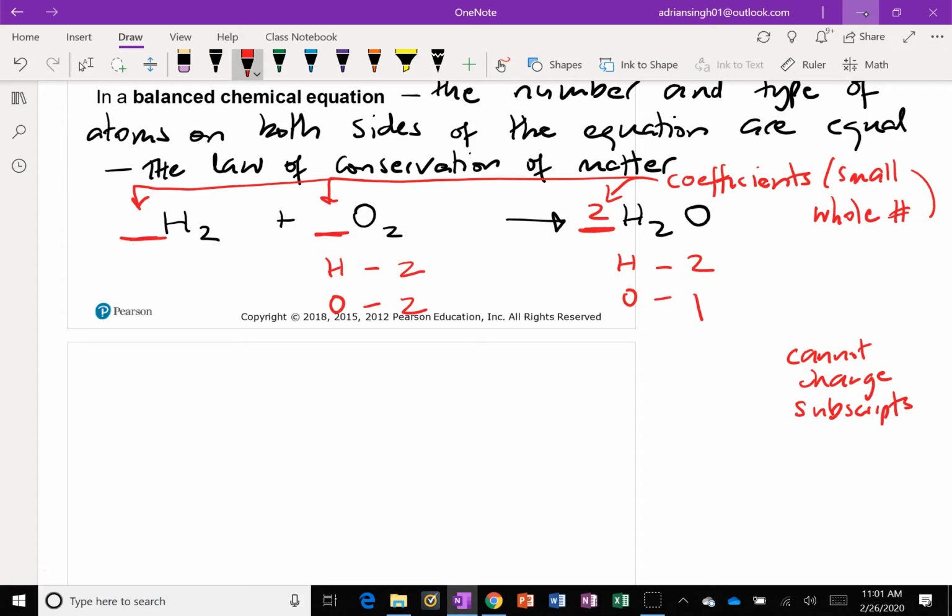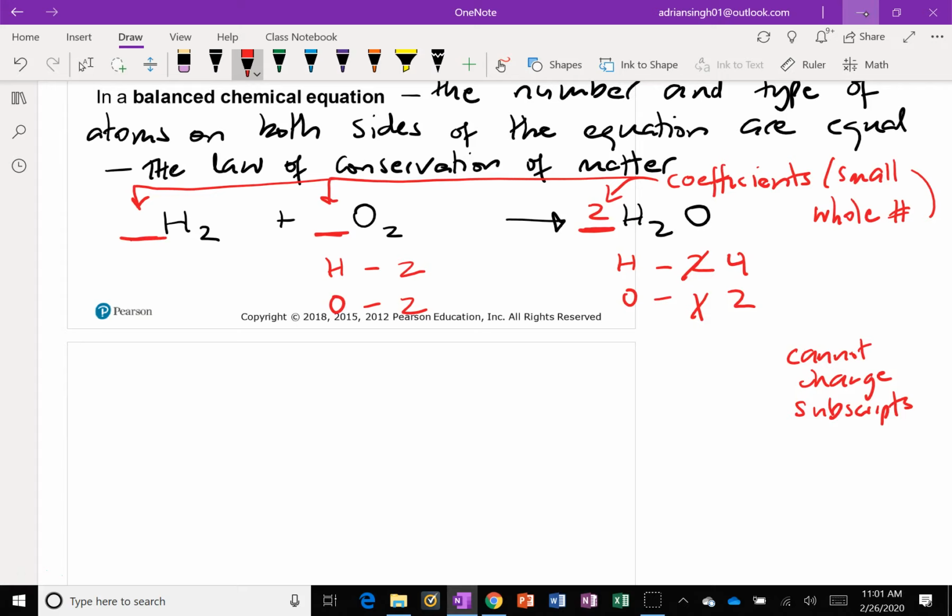So now I have to go back and rebalance. How many H's do I have on the right side now? Right, everything that comes after the 2 gets multiplied by the 2. So now I have 2 times 2, so I have 4 H's on the right side. How many O's do I have on the right side now? I have 2, right? Because I put the 2 in there to balance my oxygen. So I have 2 times 1 O gives me 2. So my O's are good, but now I put my H's out of balance.